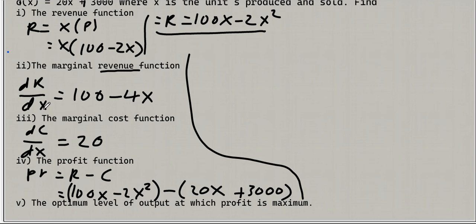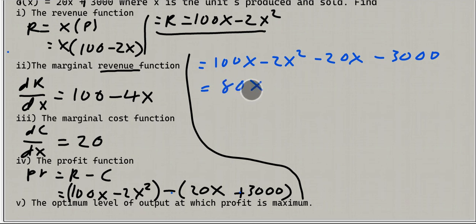When you simplify that, you're going to get now 100x minus 2x squared minus 20x, and then minus and plus, you get a minus, so minus 3000. Be very careful with the signs here. So now remember this is the profit function, 100x minus 20x, you get 80x, then minus 2x squared minus 3000. So this becomes your profit function.